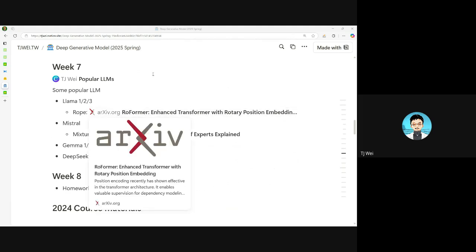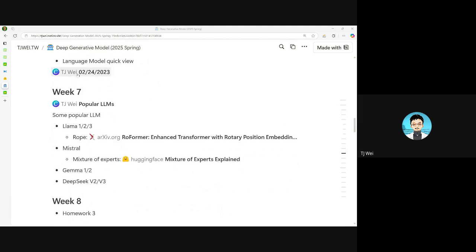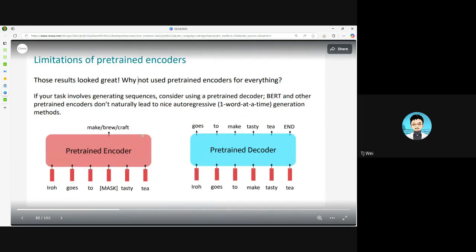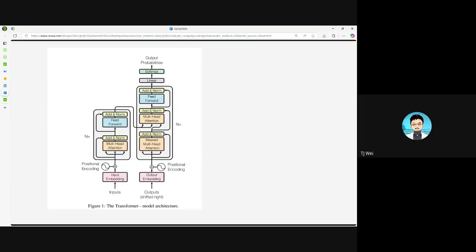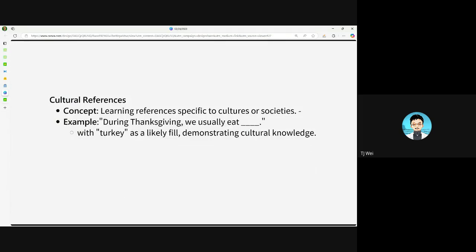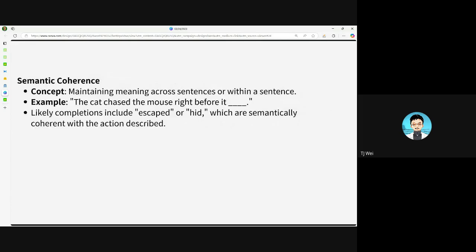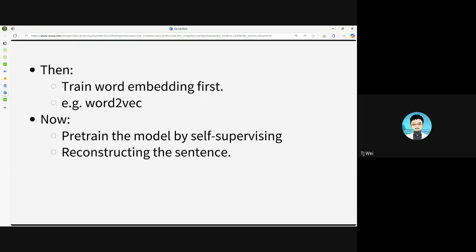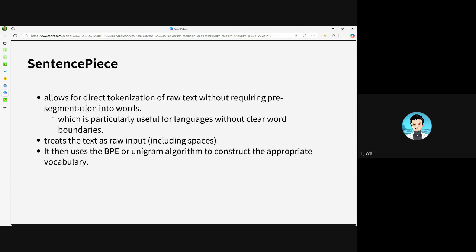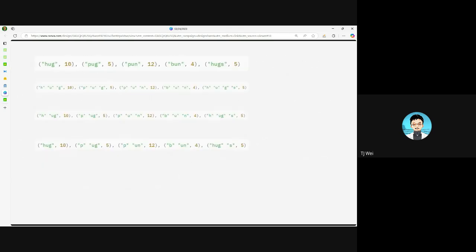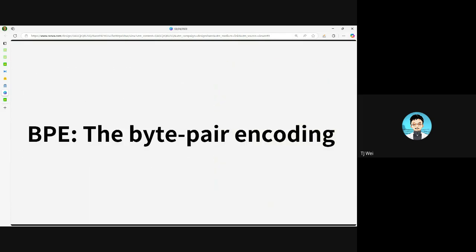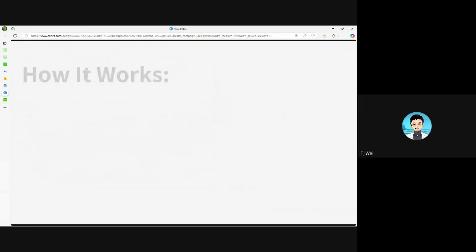Okay, so let's go back to the materials we are going to cover this week. First, let me show you the slides right here. Last week we talked about what a transformer is, and we covered a little bit about the tokenizers, like SentencePiece, and more like BPE, byte pair encoding. So we have different tokenizers.